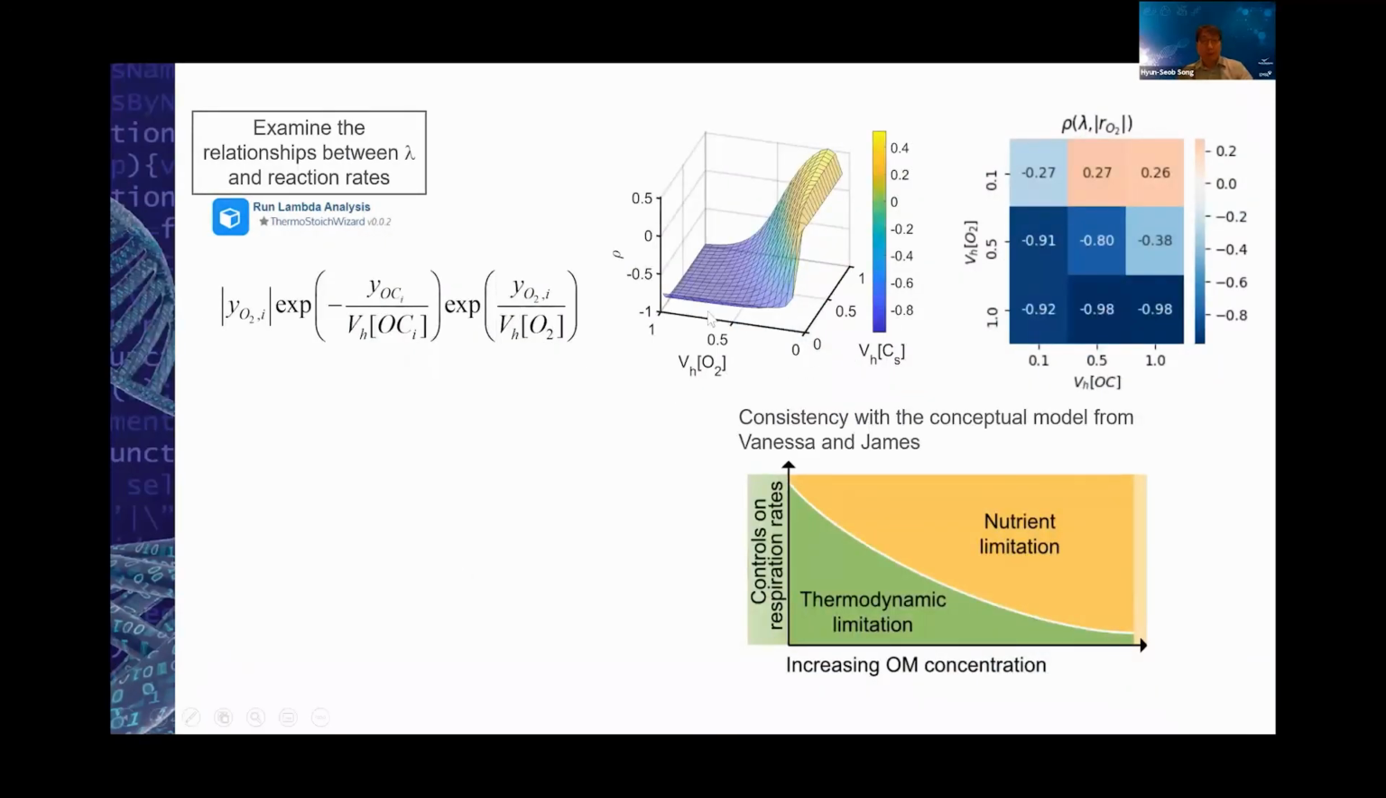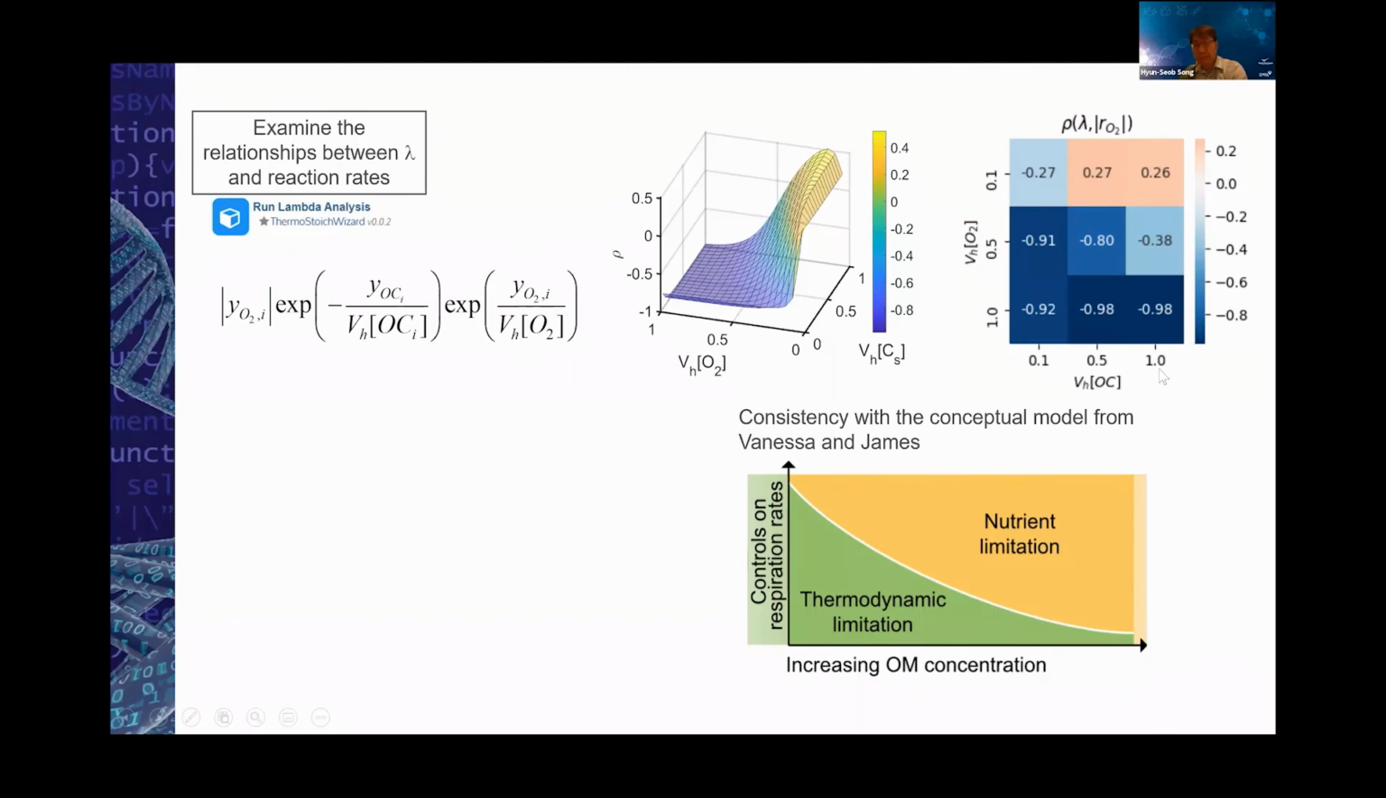So actually, we can develop based on this relationship a three-dimensional figure, where x and y axis is VH times organic carbon and oxygen, and the z axis is the correlation between lambda and respiration rate. But here you can see when the correlation becomes highest, but June suggested we better look at a two-dimensional heat map. This is more effective to quickly understand when they are highly correlated. So I agree with that. So our app does not provide three-dimensional figure, but a two-dimensional heat map.